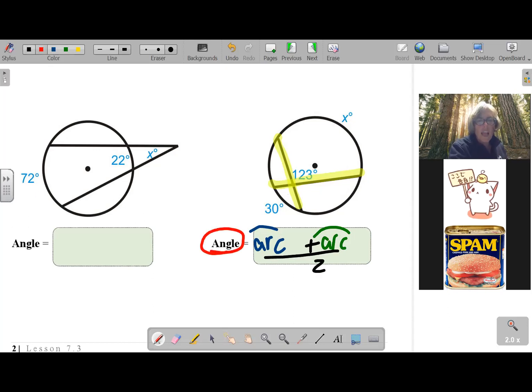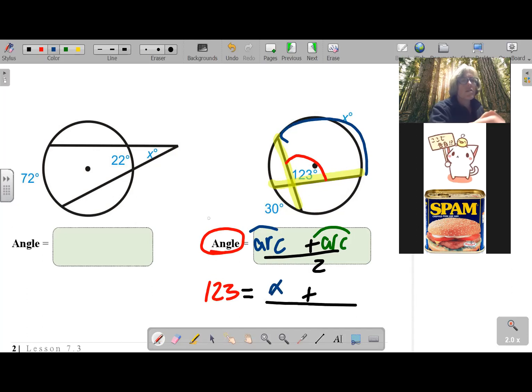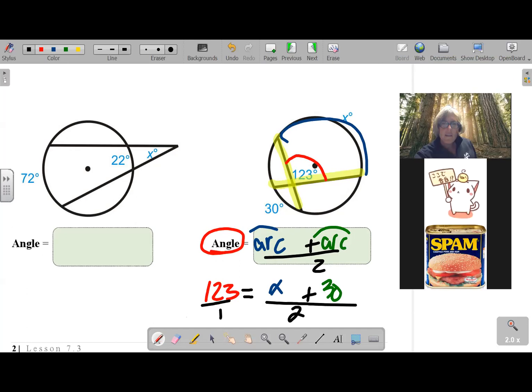So we come over here, angle. Kate, what's our angle? Okay, Rebecca, what's our angle? 123. Good. What's one of our arcs? X plus 30 divided by 2. Yes, ma'am. So x plus 30 over 2. You're correct. Pop that over 1, cross multiply and solve. Text back your answer and I'll tell you if you're correct.